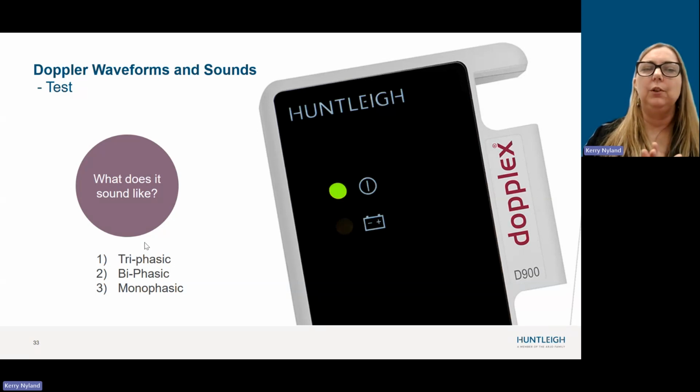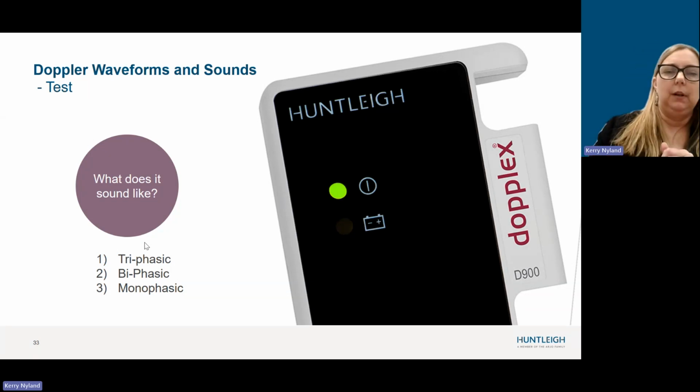What do you think that is? Do you think that's a triphasic, a biphasic, or a monophasic pulse? I'll see if I can play that again for you.